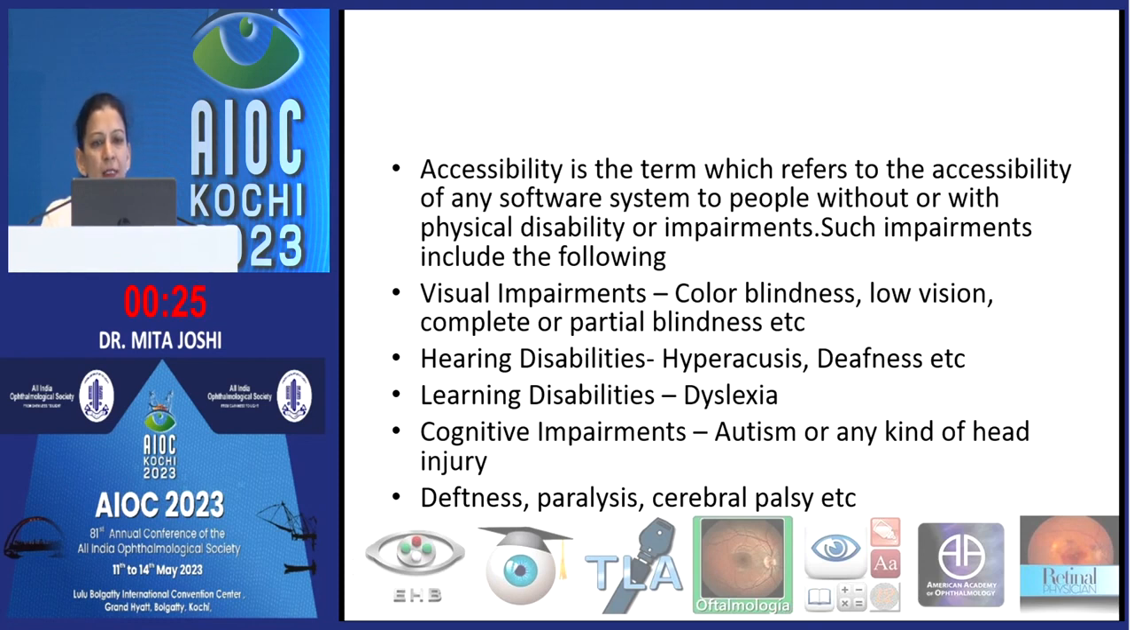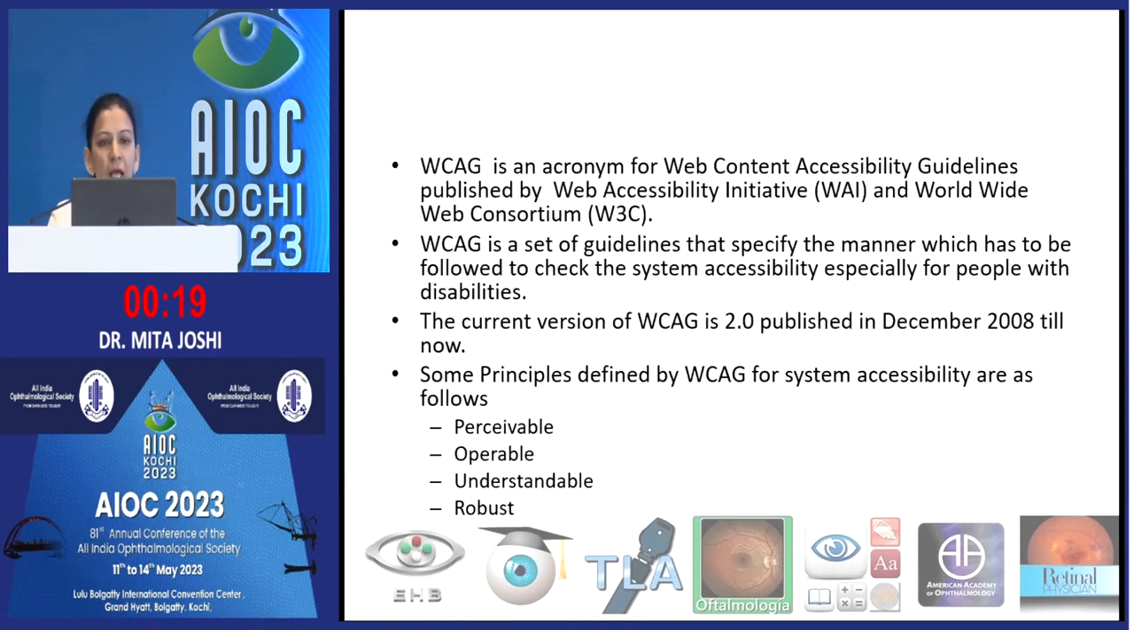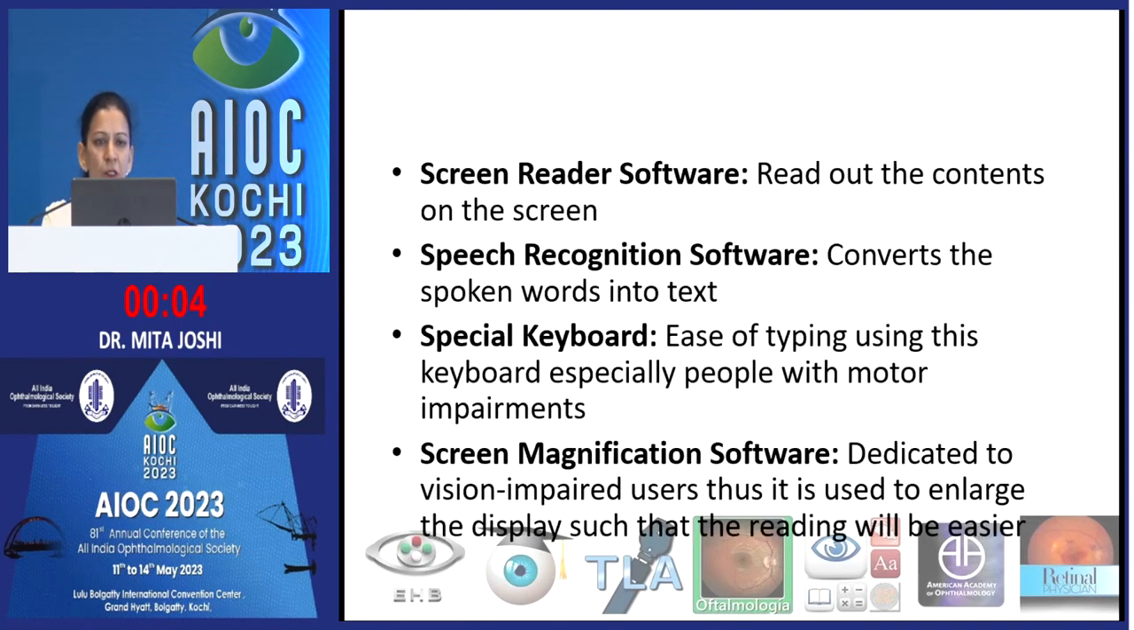So these are accessibility tools for the various impairments like visual, hearing, learning or cognitive. And there are web content accessibility guidelines, which have certain principles, like whether the accessibility tool which has been designed is perceivable, operable, understandable, and robust or not. So you have various screen reader softwares, speech recognition softwares, special keyboards, and screen magnification devices.